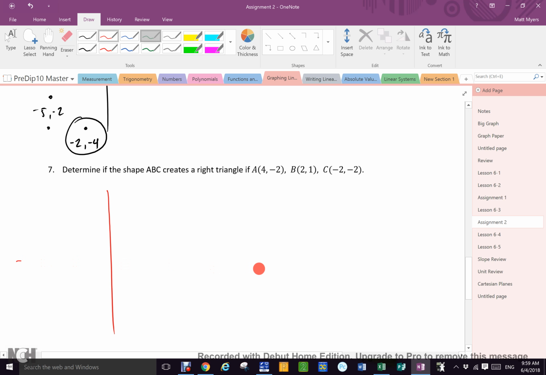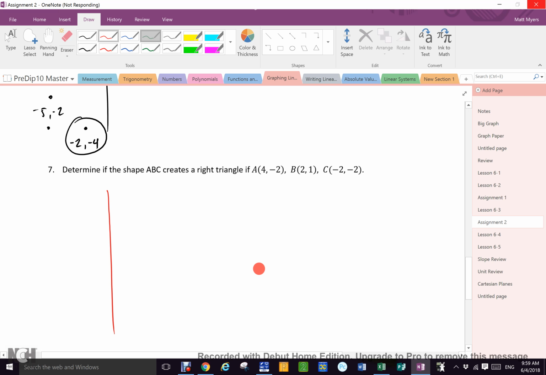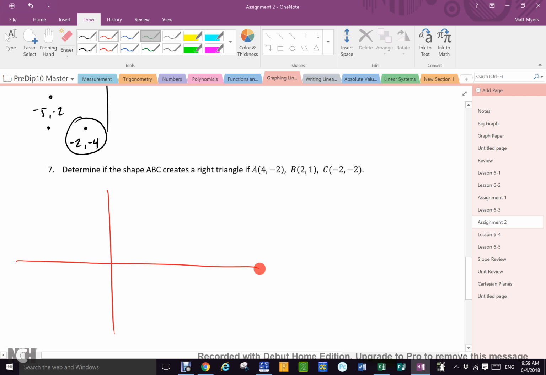Yes. But should you check all 3 corners? You don't need to check the other 2. If you graph it, only if you're a crazy person would you check all 3 corners, because only one corner need be 90, yes? So, 1, 2, 3, 4, down, 1, 2.